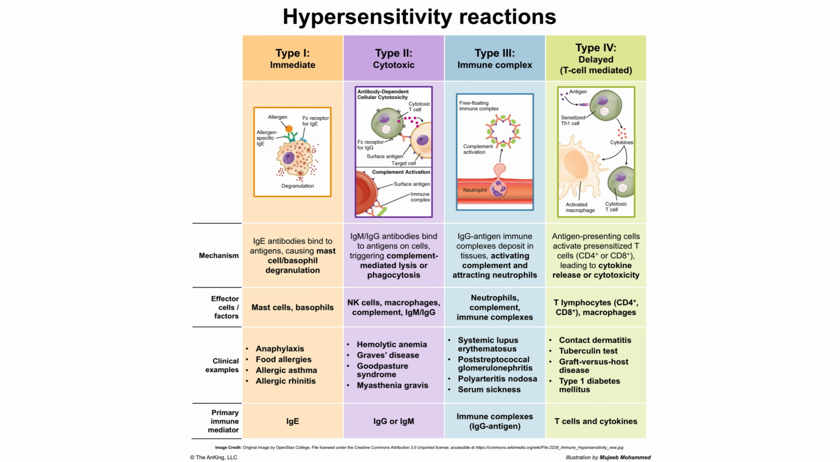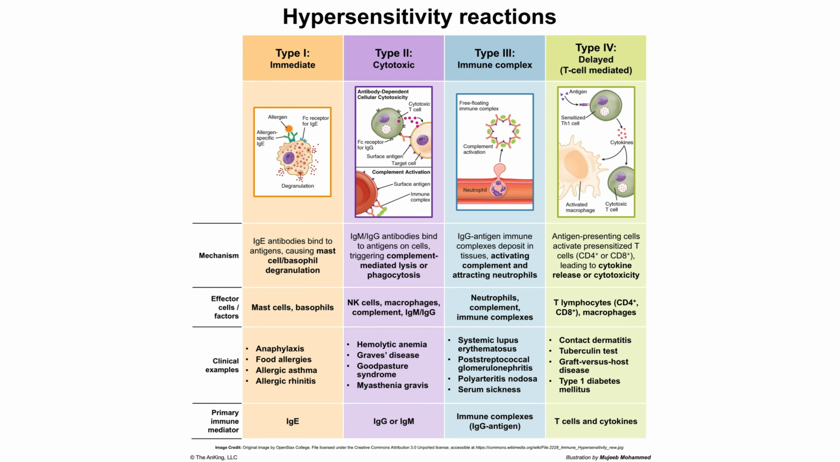Type 2 hypersensitivity is also called cytotoxic hypersensitivity because it mistakenly attacks the body's own cells. This occurs when the immune system creates IgG or IgM antibodies that stick to the surface of normal cells, marking them for destruction. The body then activates immune cells and proteins called complement, which destroy the tagged cells.